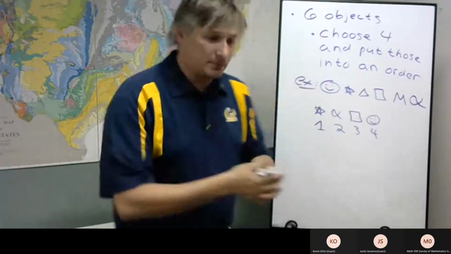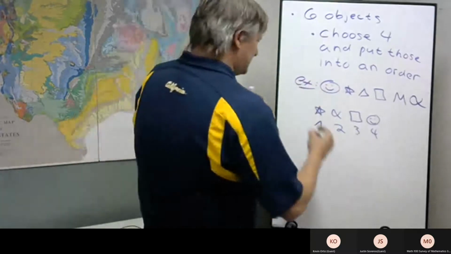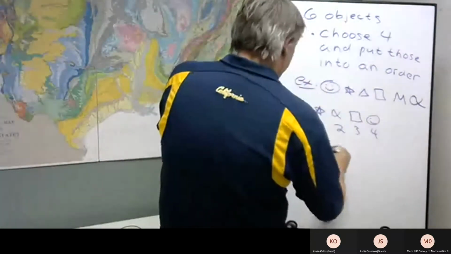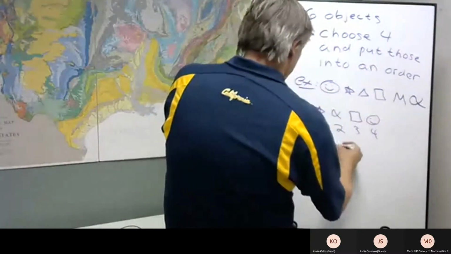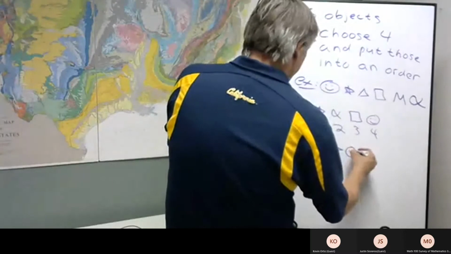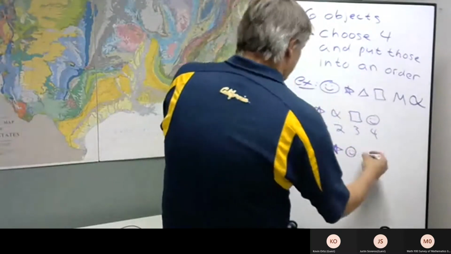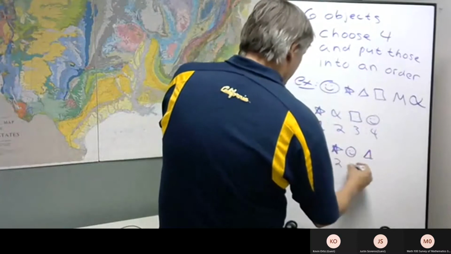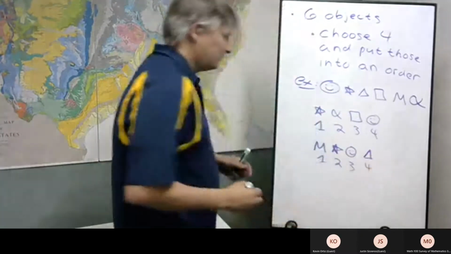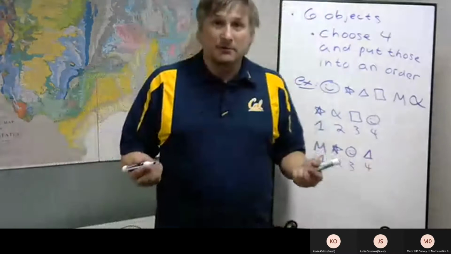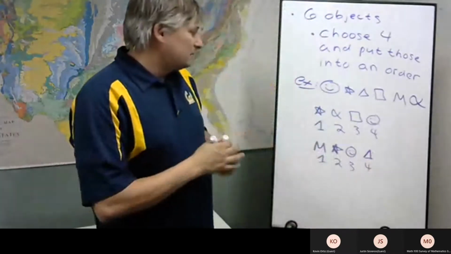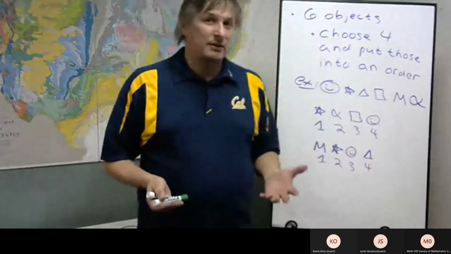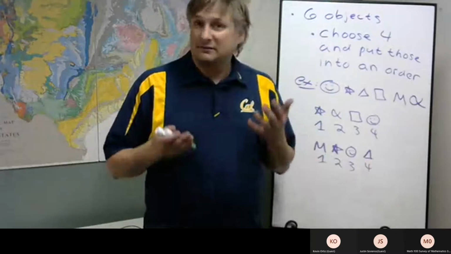Because we could come up with another permutation. We could go, and let's get someone who was left out. Let's get an M. Let's do a star. Put in another smiley face. Let's see, and we need the triangle. They didn't get to go yet. So this would be another permutation of 4 objects drawn from the 6. So how many of these can we come up with? Well, let's take a look.